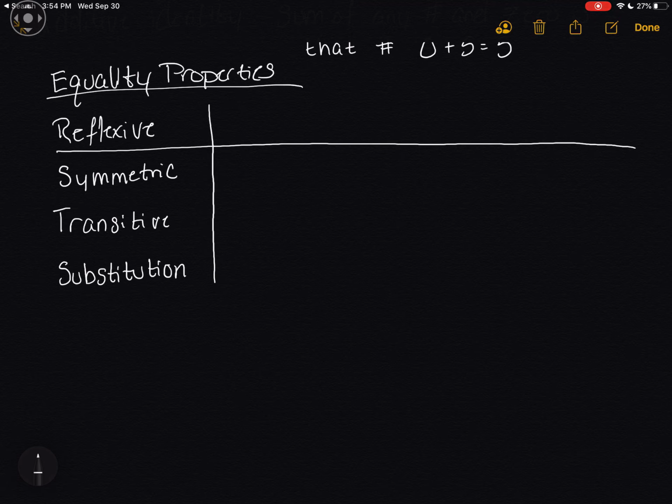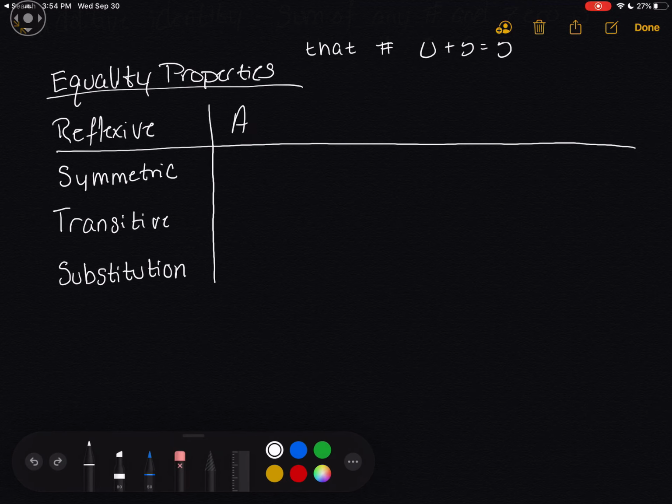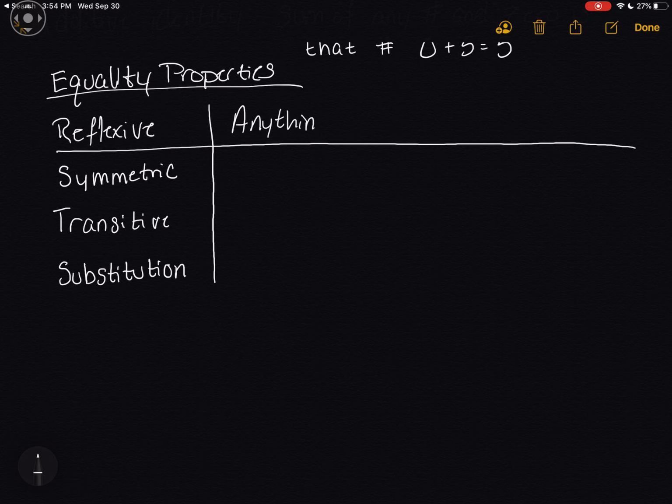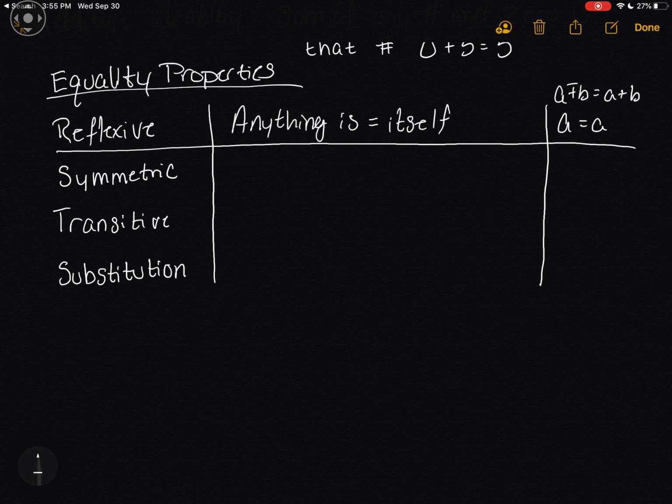So the reflexive property is that any quantity is equal to itself. So an example of that would be something like A is equal to A, B is equal to B, 5 is equal to 5, 6 is equal to 6, 4 plus 7 is equal to 4 plus 7, so on and so forth. And you can use any symbol there that you want.